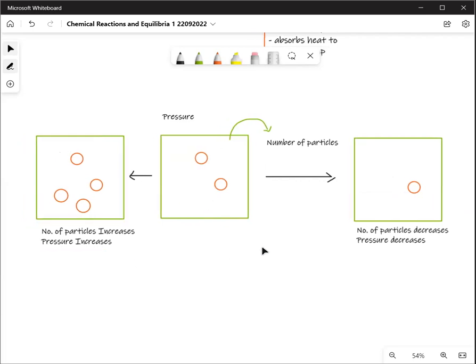Yeah, make the diagram, a rough sketch, write the definition here, or write the change happening.